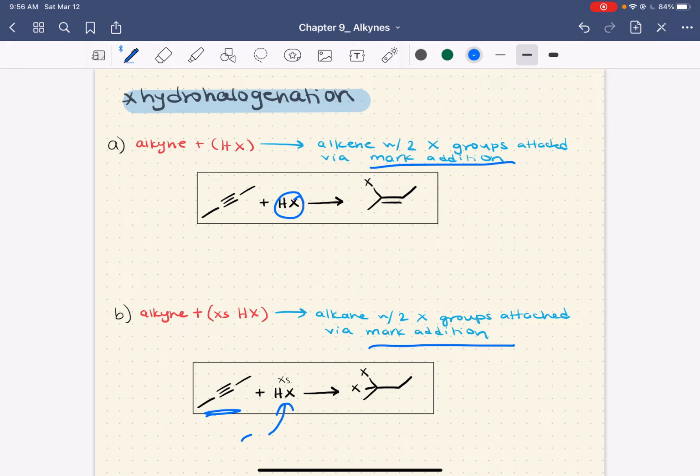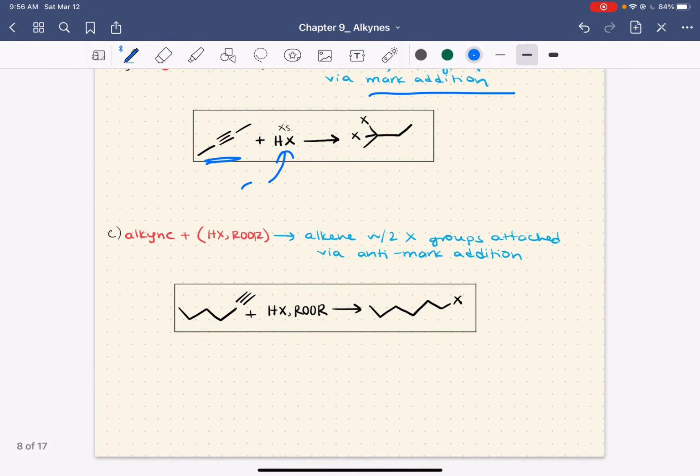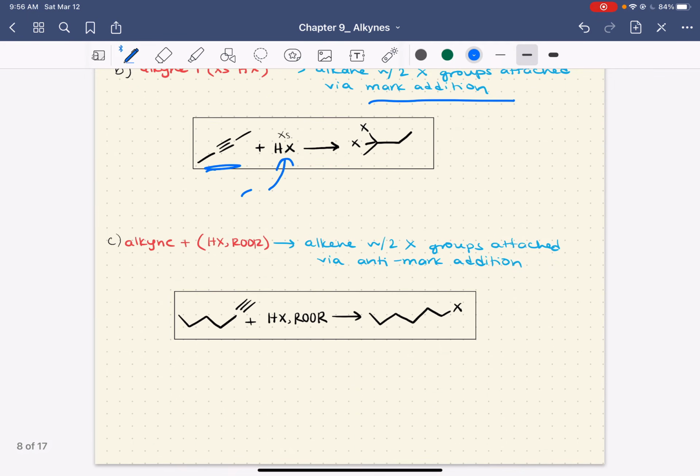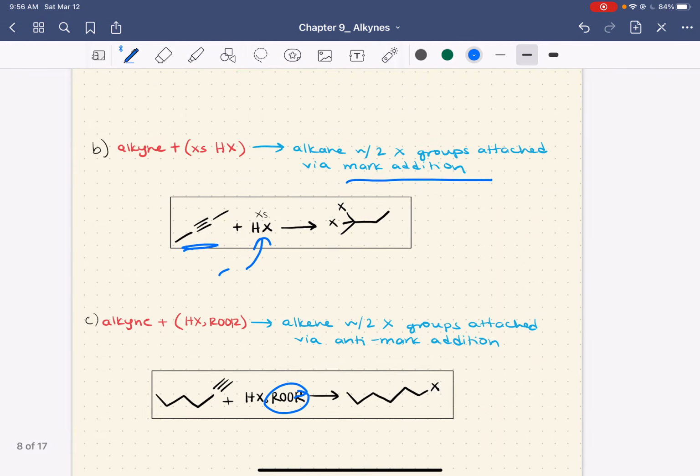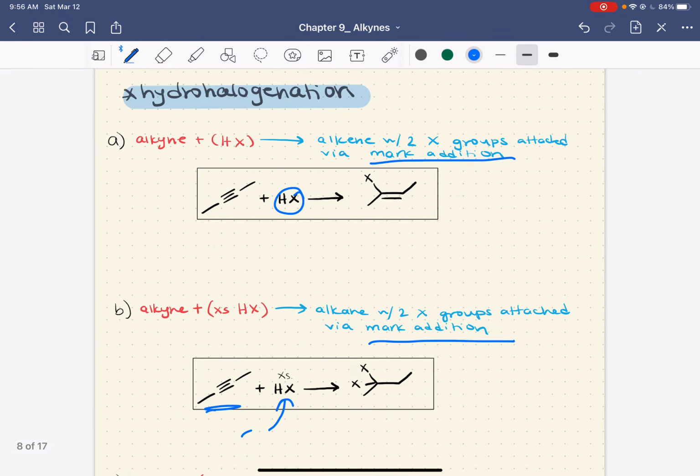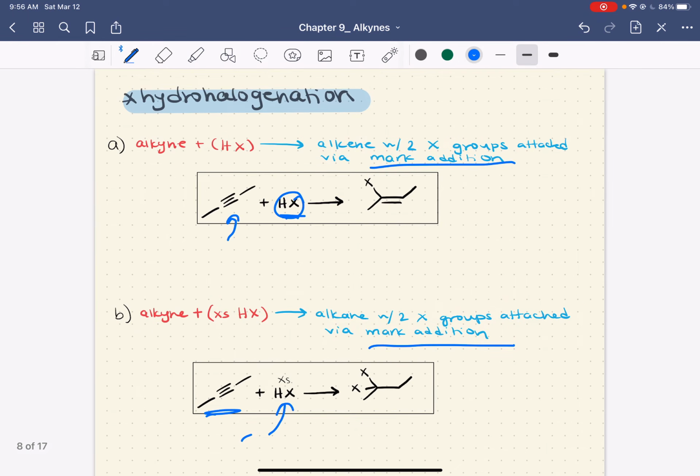Fantastic. In the third reaction we're going to cover here, we react the triple bond in the alkyne with hydrogen halide and peroxide. So this is going to occur via anti-Markovnikov addition. So one more time to recap. You can treat this triple bond with just 1 equivalent of hydrogen halide. You add your hydrogen and your halogen to the triple bond.